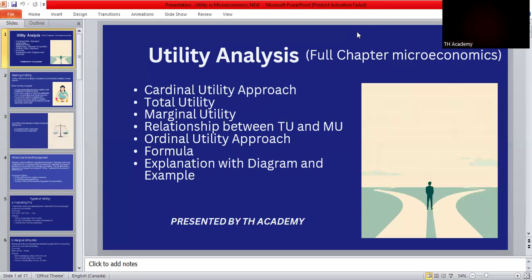The ordinal utility approach, how modern economists rank preferences instead of measuring them in numbers. Key formulas and explanation with diagrams and examples to make it clear. By the end of this video, you will understand utility like a pro and be able to apply these concepts to real life choices, market behavior, and decision making.